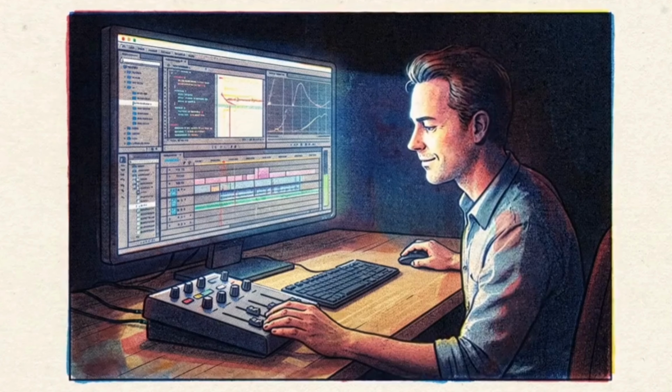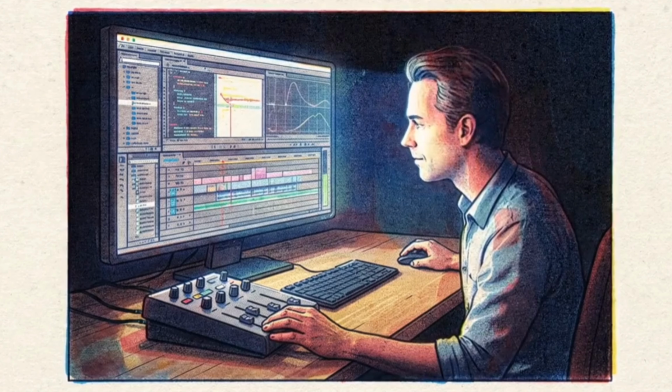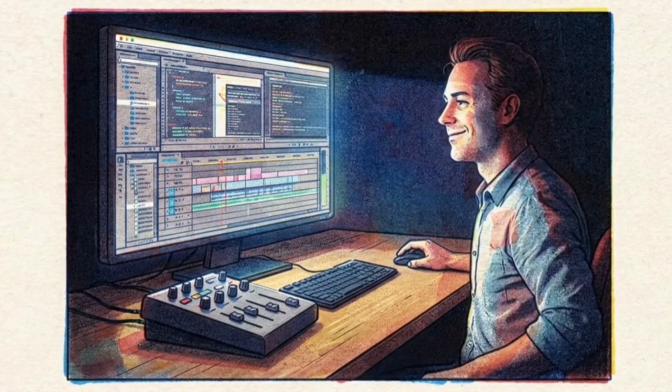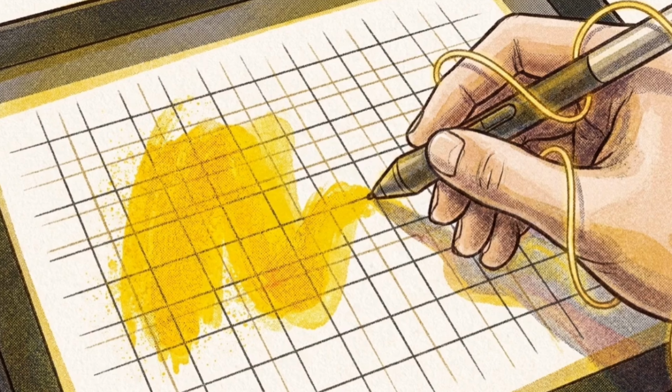The path forward involves fusing the processing power of artificial intelligence with the depth of the human spirit. The future belongs to the curators and empathetic leaders who use these tools but reserve the final brushstroke for themselves.